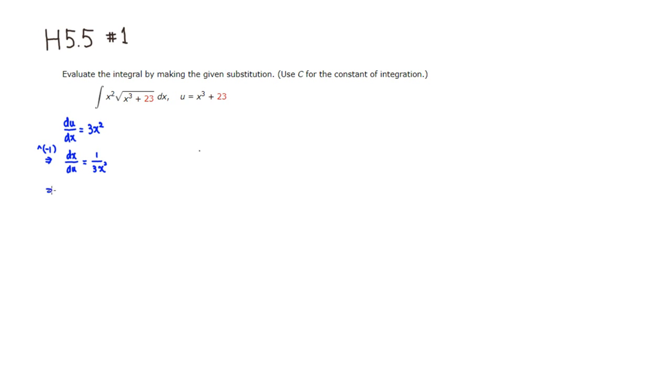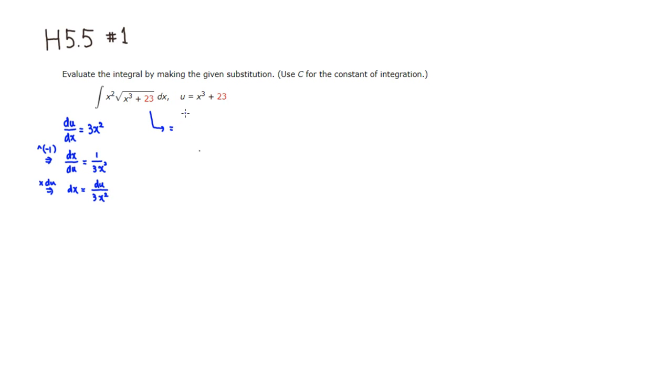Then we can simply multiply through by du so that we can isolate dx. So dx is the same thing as du over 3x squared. I'm going to go down here so that I have more room.